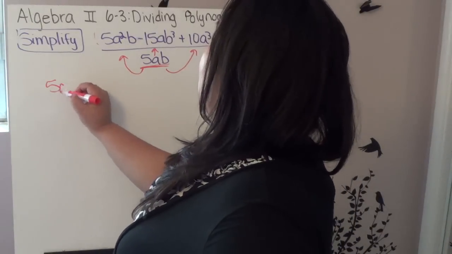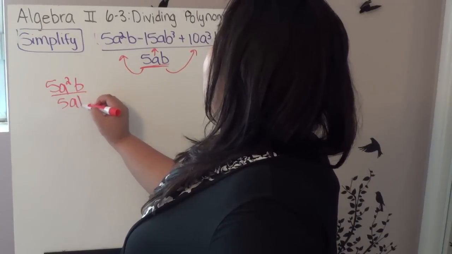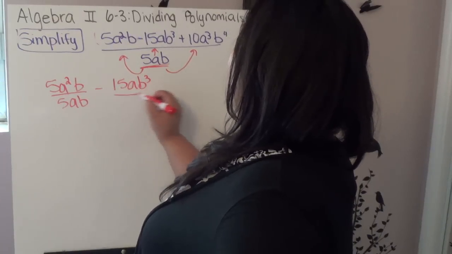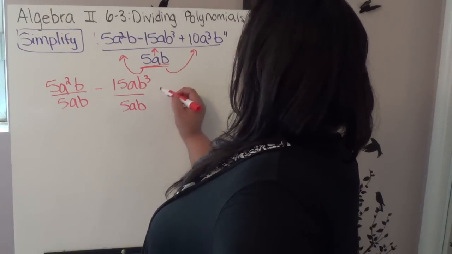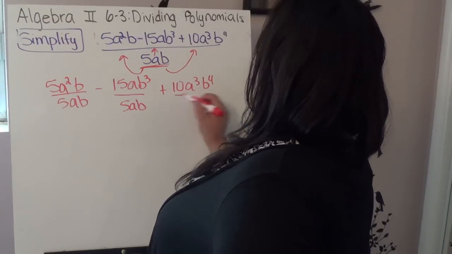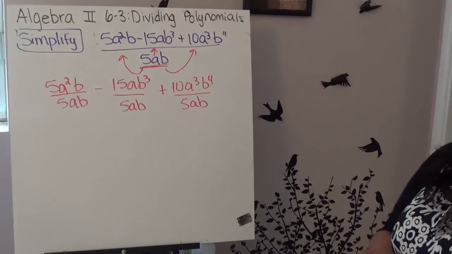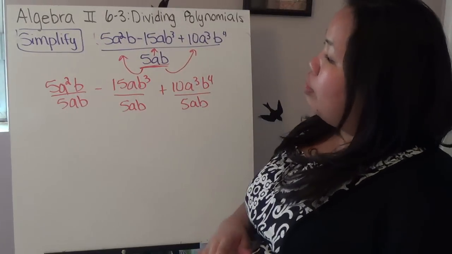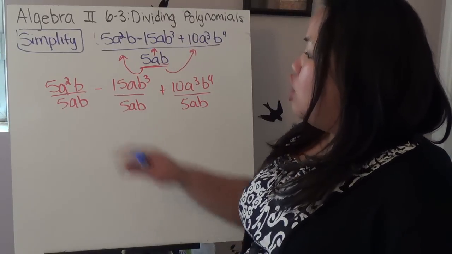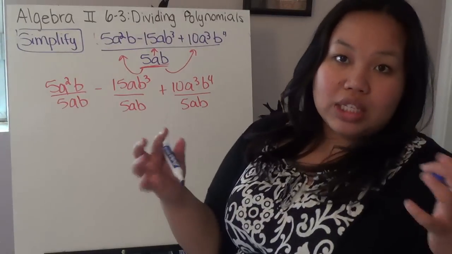So it's going to look like this: a squared b over 5ab. And I keep everything. 15ab cubed over 5ab. And plus 10a cubed b to the 4th over 5ab. Right? Now once I do this, this becomes all the stuff from section 6.1 when you're simplifying. And then you just treat it as 3 different problems that are collected as your answer.